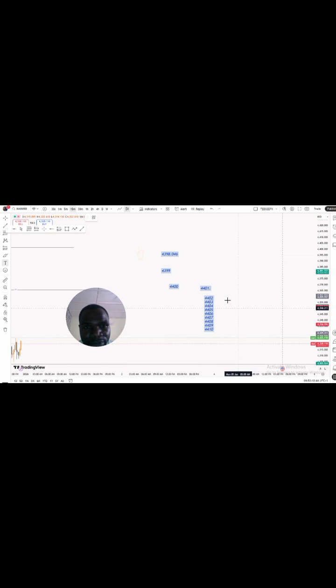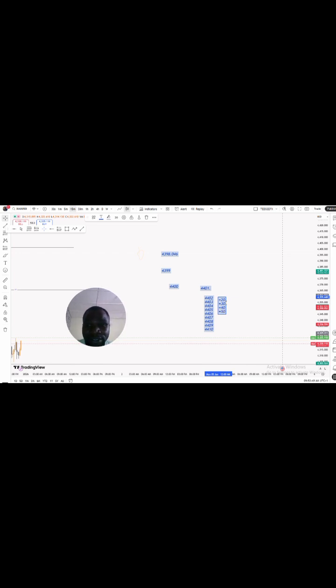Let me make it clearer for everyone to understand what I'm saying better. So let's say gold moves from 4,402. This is 20 pip movement. Now move to the next one. The next one is equal to 30 pip movement. The next one is 40 pip movement. The next one is 4,405. That's 50 pip movements.